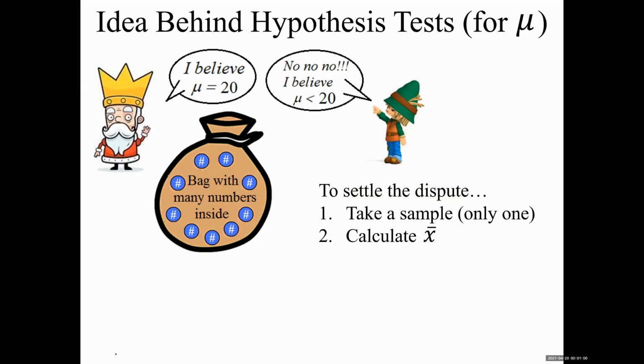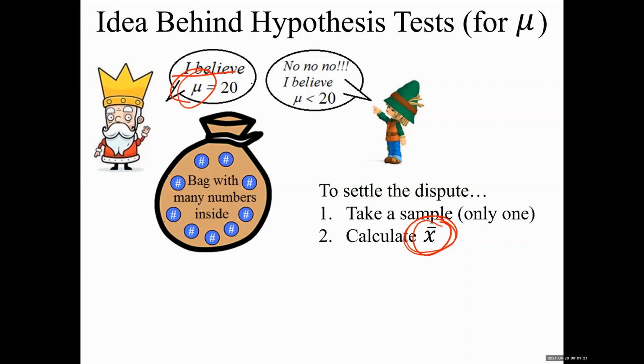Remember, they're not fighting over X bar. They're fighting over mu. Mu is the average of all the numbers. That's what they're fighting over. X bar is the average of a sample of numbers, some numbers. That's the data we actually have. And the idea is that X bar is supposed to be close to mu because X bar is our best one number guess for mu.